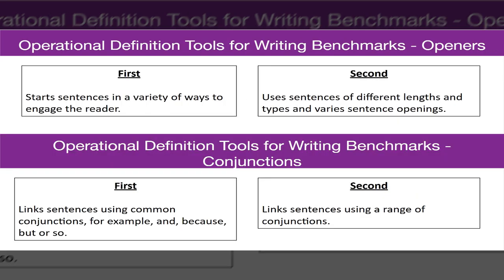Here's another example of the operational definition for writing benchmarks for openers and conjunctions. There are no writing elements at early level for these two.